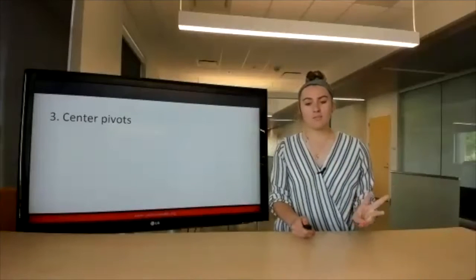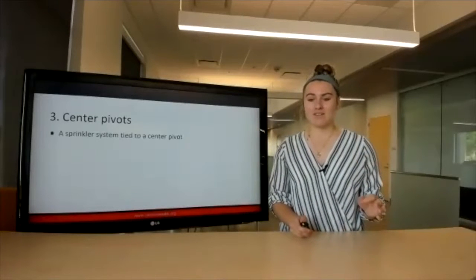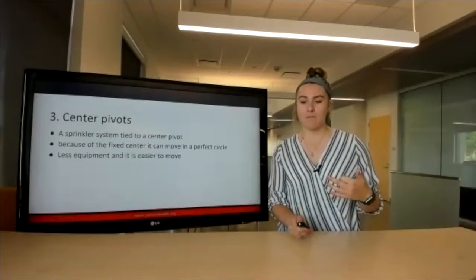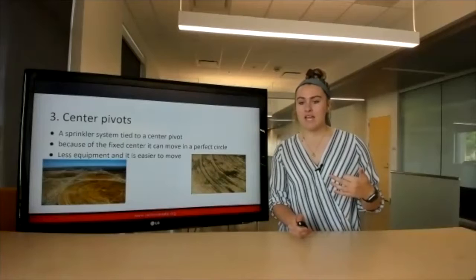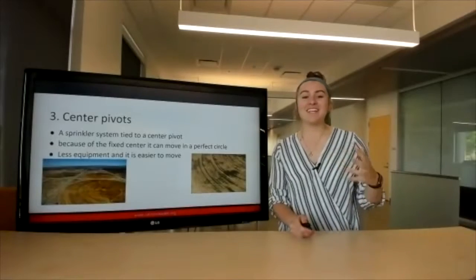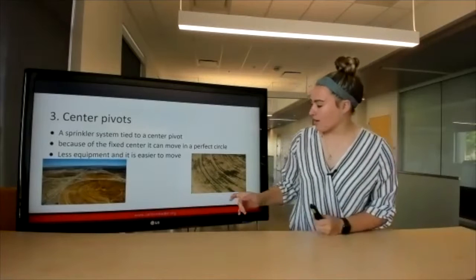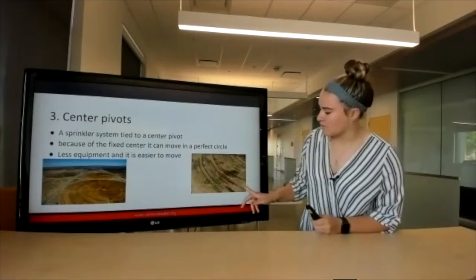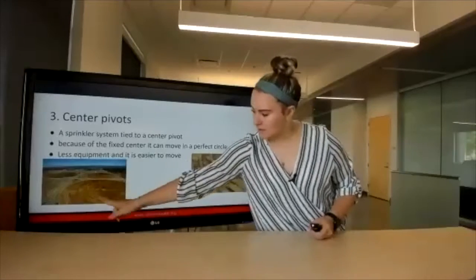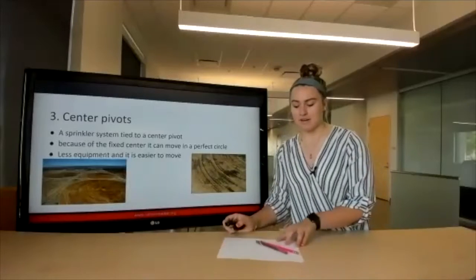So the third method of efficient irrigation is called center pivots. Now, these are a sprinkler system that are tied to a center point. So what I want to show you here, these are important because less equipment is needed for this method. And what happens is a lot of the time you get these really interesting circular looking fields. So if you see this one over here, it's a really big circle. And that's because, and I'll show you a little example here.